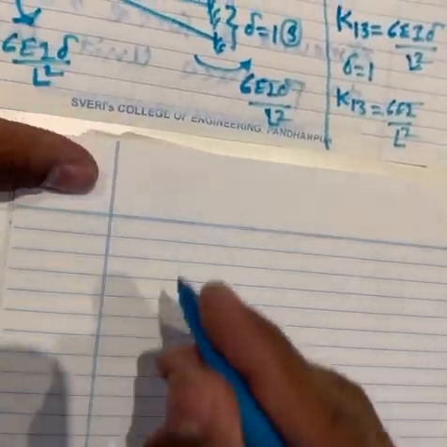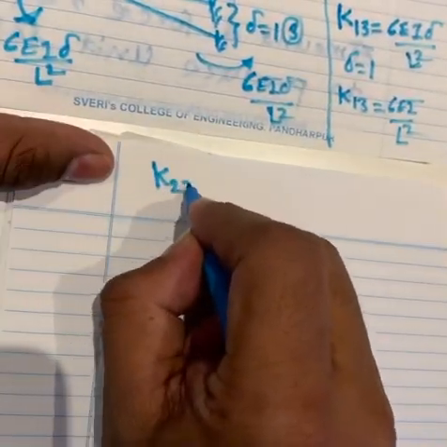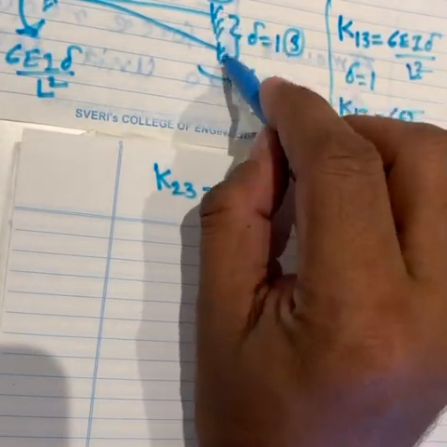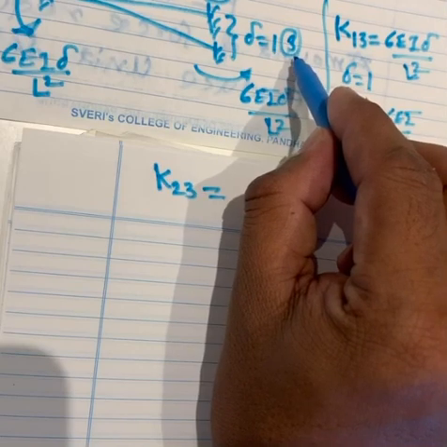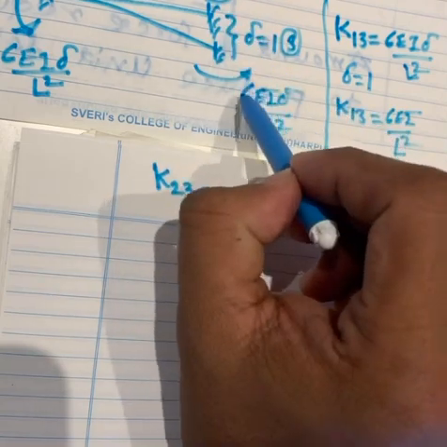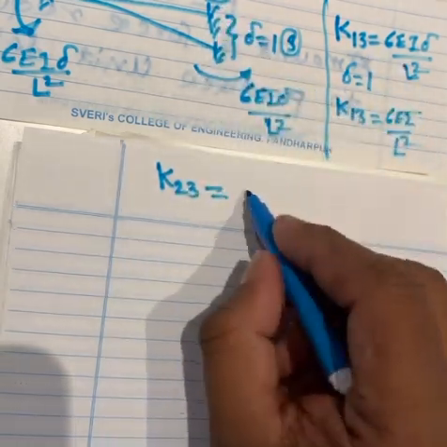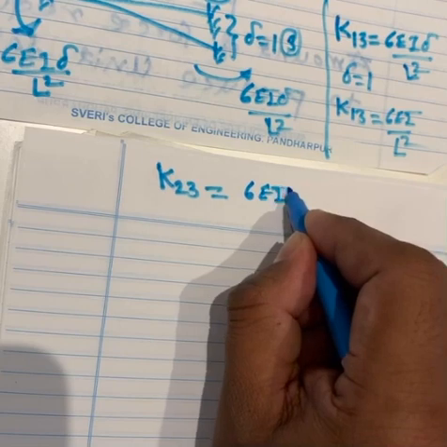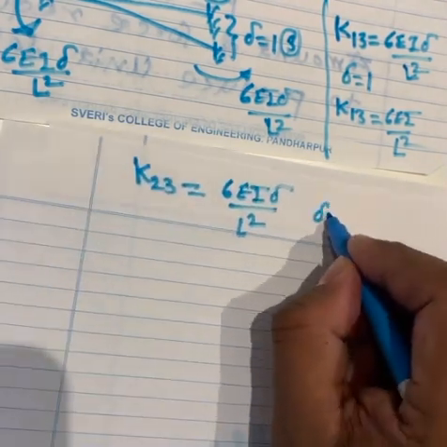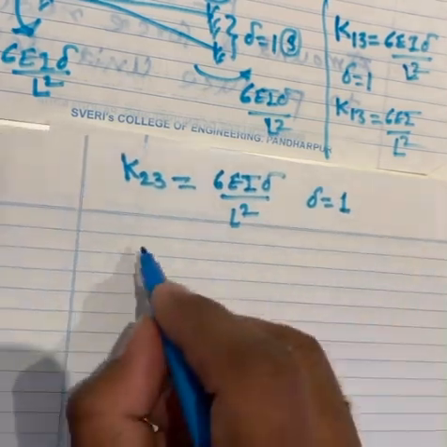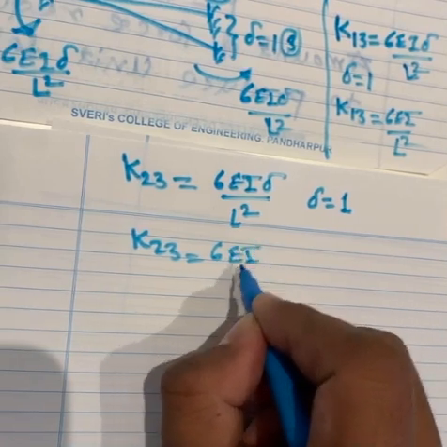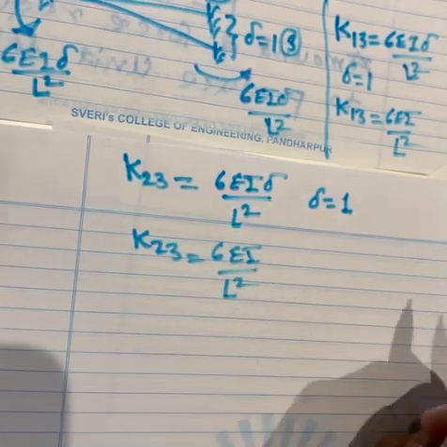Similarly, K23 will also be like, what is K23? Because of the vertical deformation, which is 3, and what is 2? This is a movement generated at 2, so it will again be 6EI delta by L square, where again delta is equal to 1, and that's why K23 will become 6EI by L square. So when we solve the example, you'll understand.